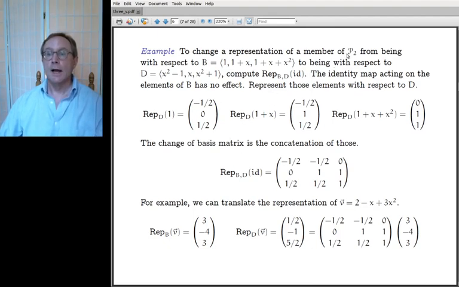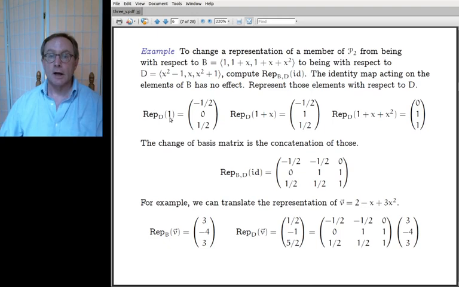Okay, so I have the domain space is P2. I'm going to change representations from with respect to B to with respect to D. So I've got to compute the representation with respect to B comma D of the identity map. Okay, so what does the identity map do to the first of capital B's basis vectors? What does the identity map do to the second of capital B's basis vectors? What does the identity map do to the third of capital B's basis vectors? And of course the identity map doesn't do anything at all.